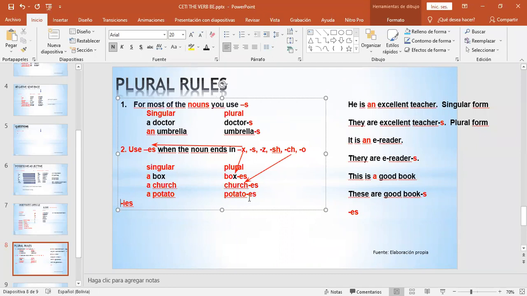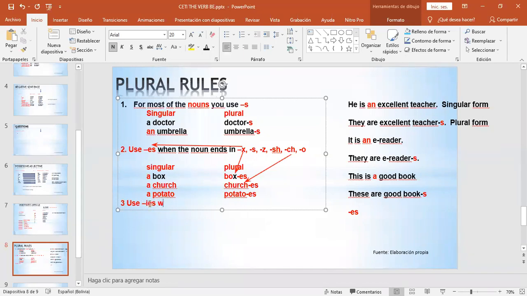It's not potatoes, churches, no, boxes, churches, potatoes. It's kind of like the sound of the Z, right? That is the sound, okay? Now, what do we have here? We have number 3. Use IES. When do you use IES?